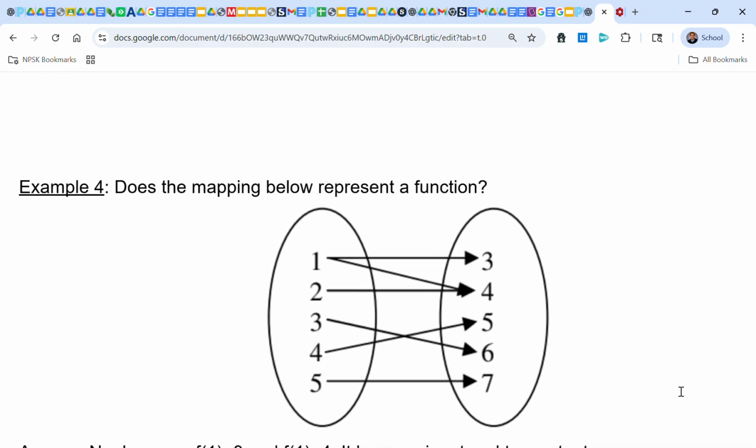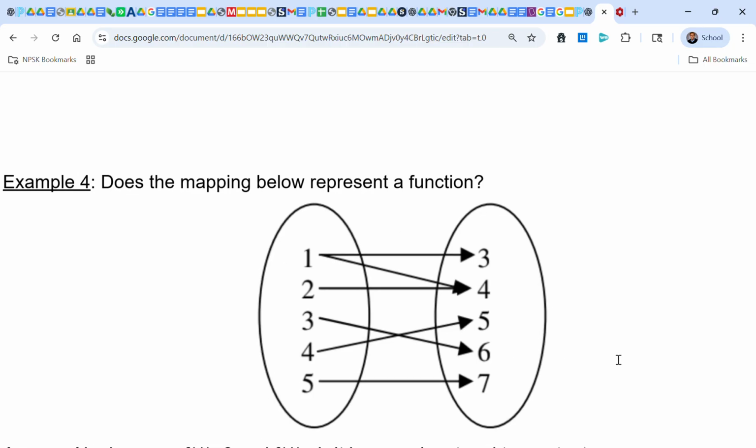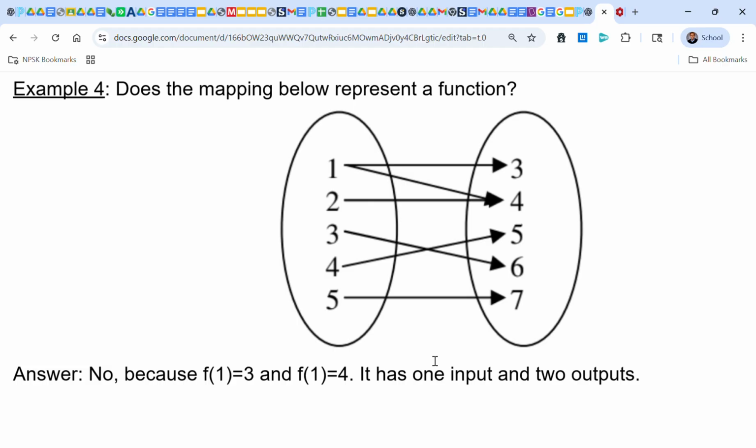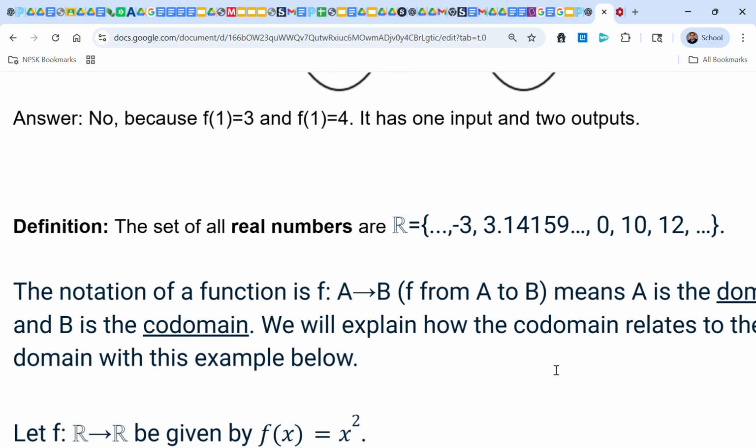Let's talk about example 4. Does this mapping below represent a function? Well, we see the input is 1, and then the output is 3 and 4. So since you have one input going to 2 different places, 2 outputs, this is not a function. It is not a function because f of 1 is 3 and f of 1 is 4. It's going to 2 different places. It has 1 input and 2 outputs, so it's not a function.